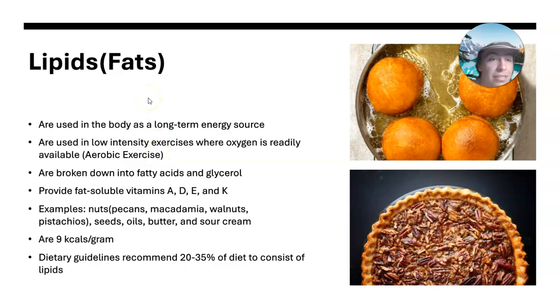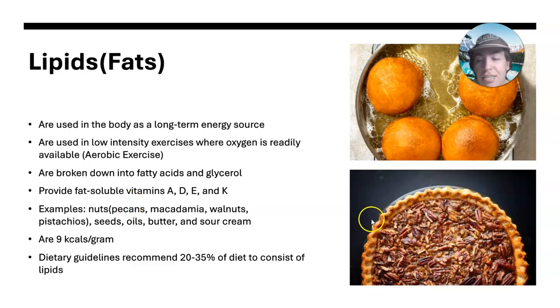Okay, the next one up is lipids, or commonly known as fats. They are used in the body as a long-term energy source. So they're usually your second go-to for energy. Your body goes to carbohydrates first. Lipids are used during low intensity exercises where oxygen is readily available, so aerobic exercise, where your body uses mainly oxygen. They are broken down into fatty acids and glycerol. They also provide fat-soluble vitamins such as A, D, E, and K.